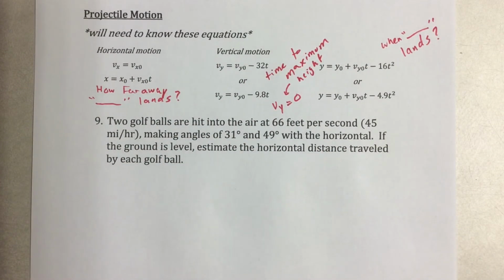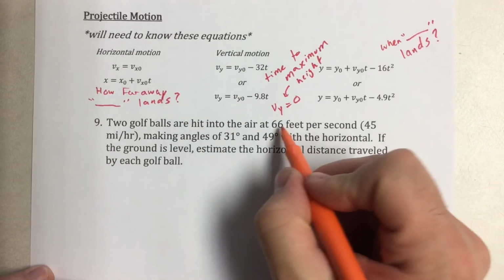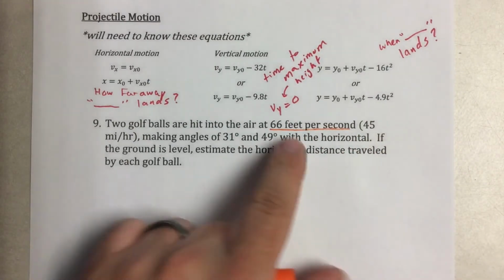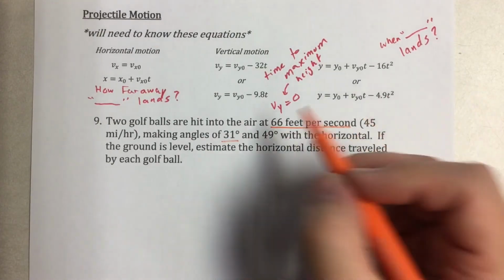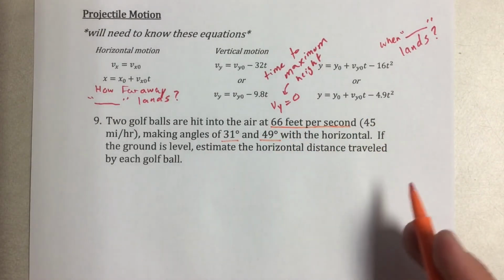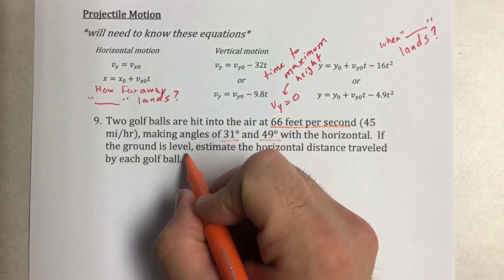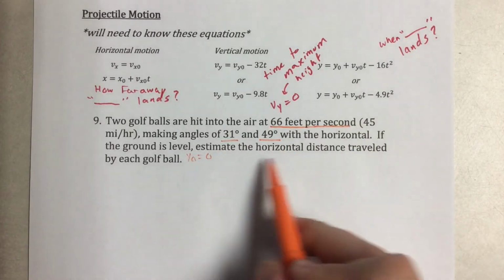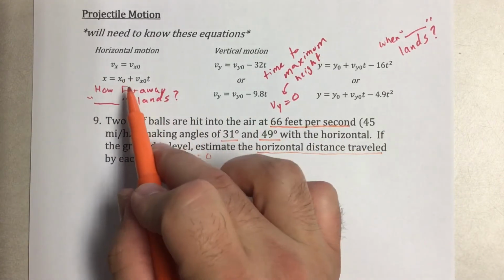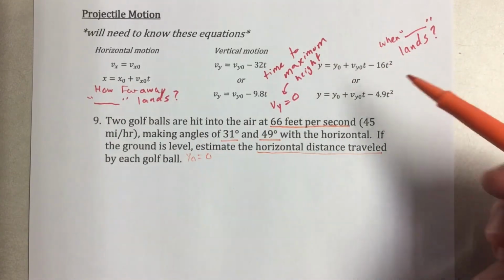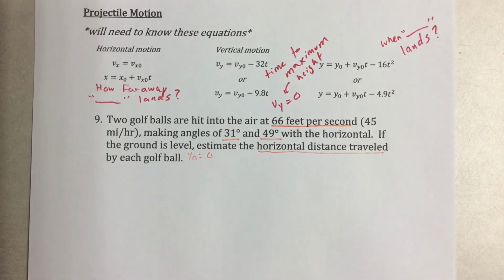So two golf balls are hit into the air at 66 feet per second, which is 45 miles per hour. Again, we're not going to really use that because 66 feet per second is good for us. And then at an angle of 31 degrees and then 49 degrees. If the ground is level, meaning y sub 0 is 0, estimate the horizontal distance traveled. So we desire the horizontal distance traveled, so we're going to be using this, but before we can use this, we have to find the time it lands. Okay? We have to find the time it takes to land.